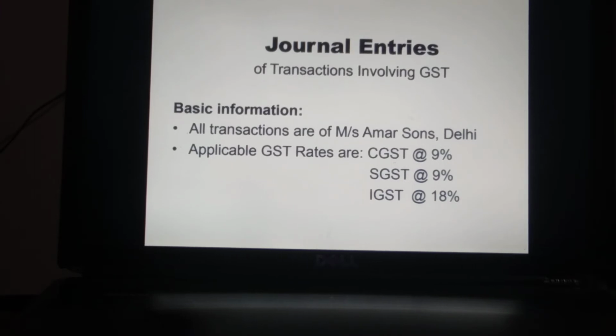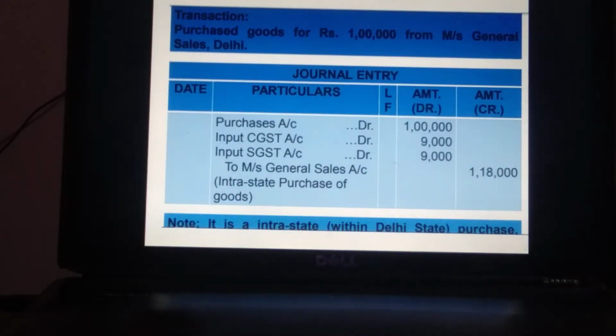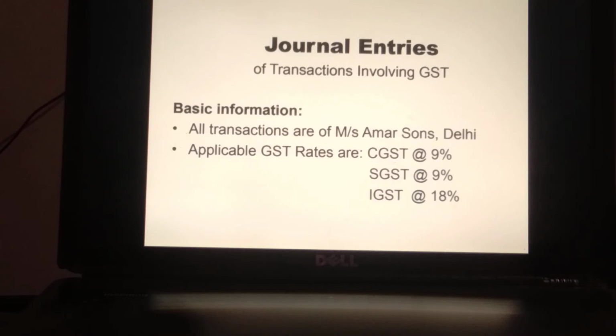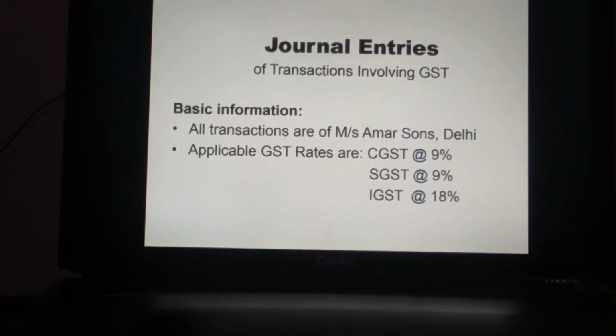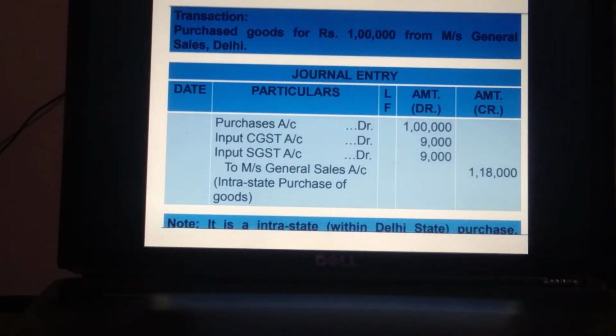So let us begin with the first entry. Transaction number 1: purchase goods for 1 lakh from Messrs. Journal Sales, Delhi. As you know, in the books of Amar and Sons, Delhi, we are going to pass the entry. So in this transaction, purchase of goods for 1 lakh from Messrs. Journal and Sons, Delhi, is also known as intra-state, that means within the same state.